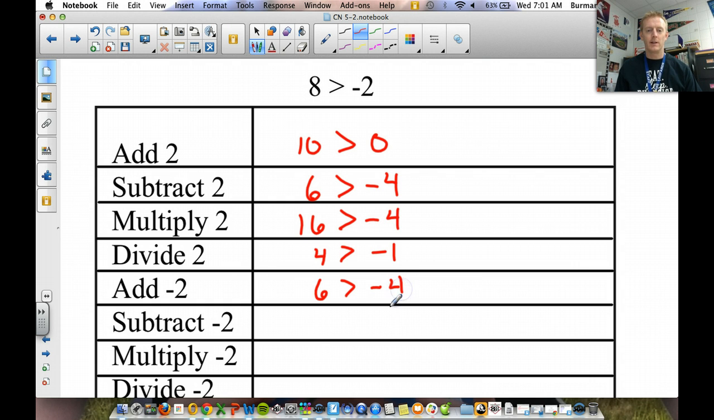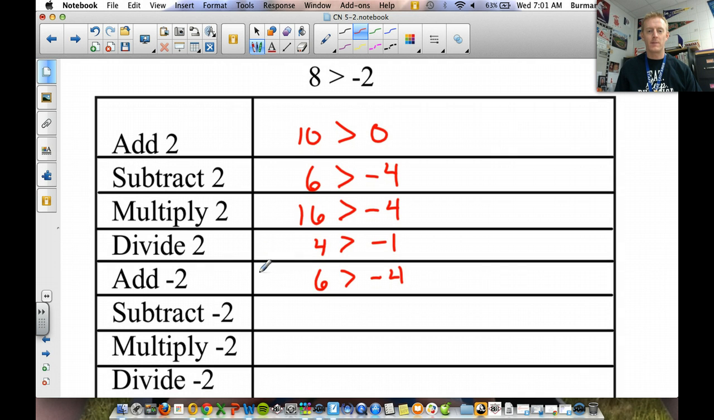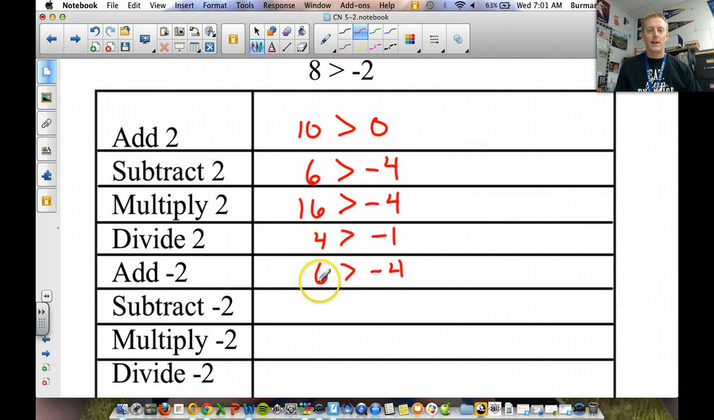-4 again, just like subtracting 2 and adding a -2 are the same thing. If we subtract a -2, it will be just like adding 2. So we're going to get to a 10 and a 0, still a true statement. Now when we multiply by a -2, this turns into a -16 and a 4. The sign must change for this to be true.